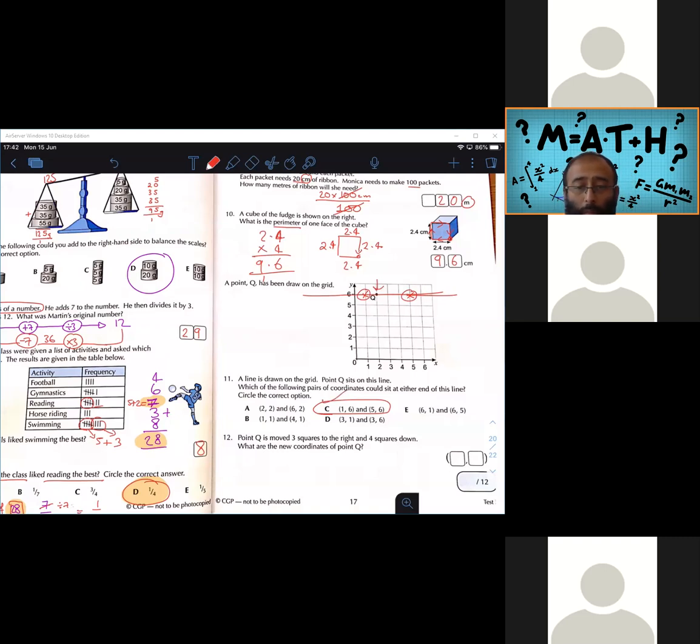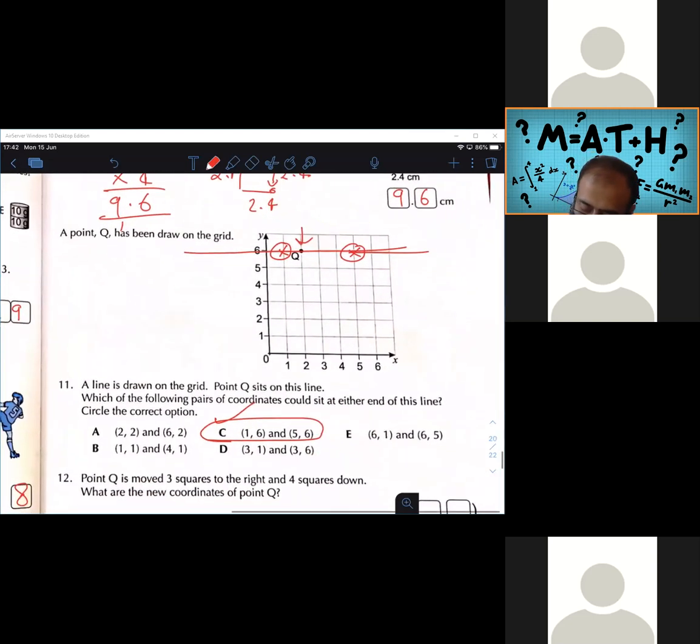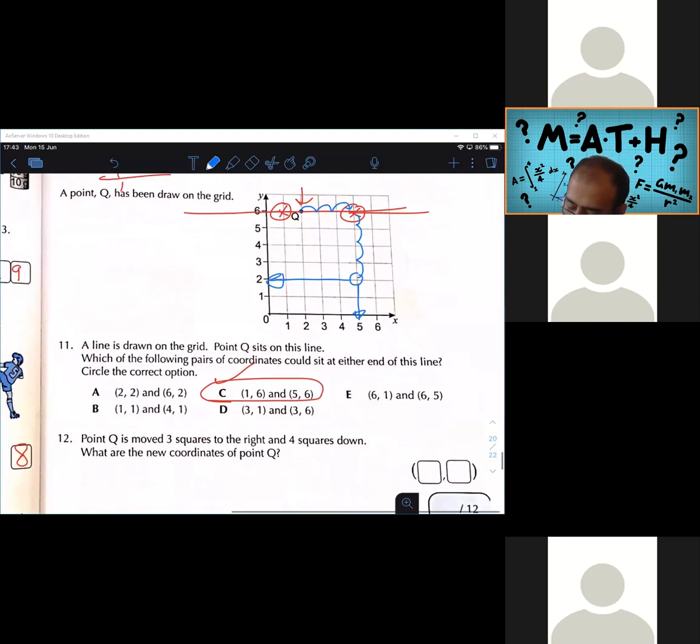Question number 12. Point Q is moved 3 squares to the right and 4 squares down. 3 squares right. 1, 2, 3. 4 squares down. 1, 2, 3, 4. So we should get an answer of 5, 2. You always do the x coordinates first and the y coordinates afterwards.